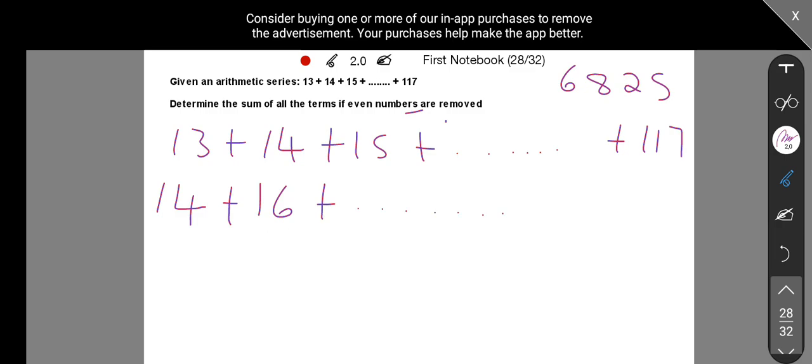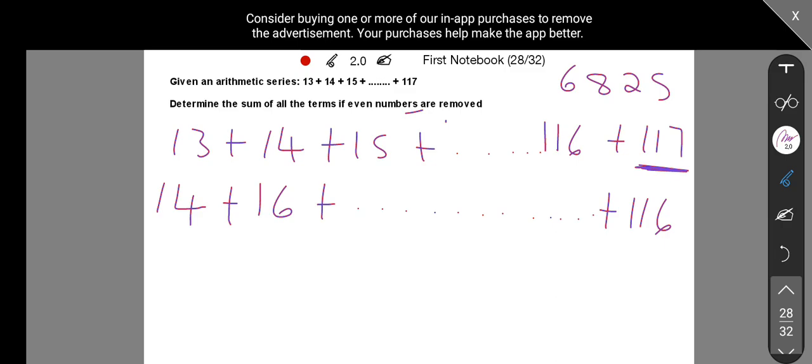They go further until, okay, here's where the catch is. The last term was 117. What is the last term of the even numbers? Is 117 an even number? No. If you say 117 over 2, you will get a fraction. So, rather, we'll find the smallest number after 117. That is 116. And this is the last term of the even numbers. So, the last term of the even numbers is positive 116.